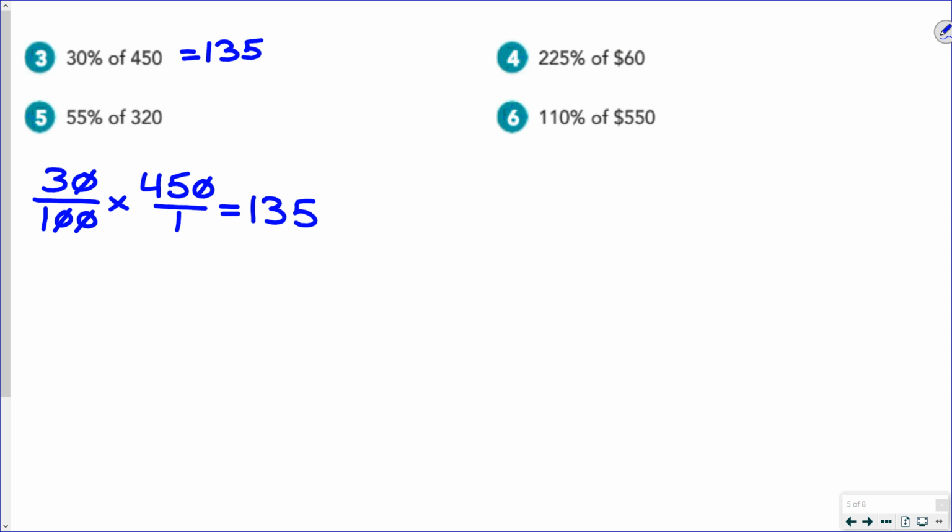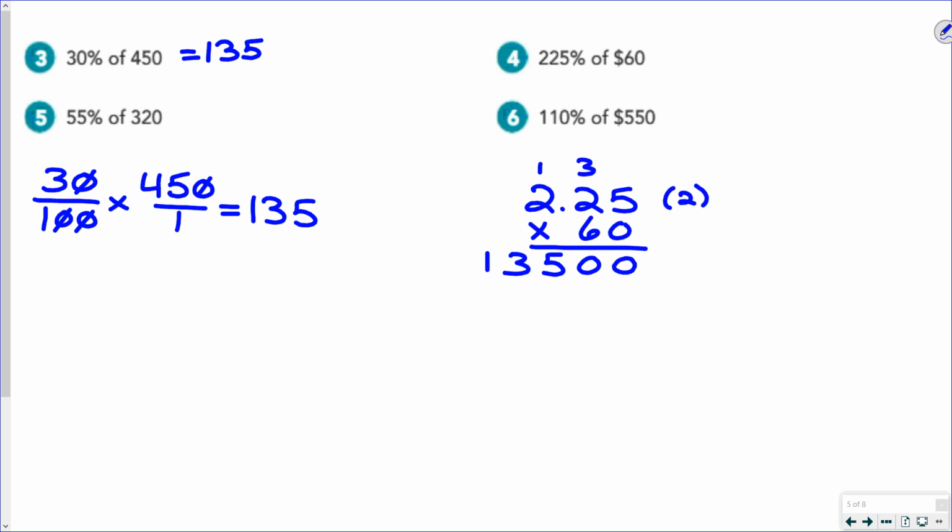For number 4, though, I would use decimals. So 225% is 2.25. I'll multiply that by 60. Since my first line would be all zeros, I can skip that first line. I actually start on the second line, so I start with the 0. 6 times 5 is 30. 6 times 2 is 12, plus 3 is 15. 6 times 2 is 12, plus 1 is 13. 2 digits there after the decimal point, none there, for a total of 2. So my answer, deja vu, 135.